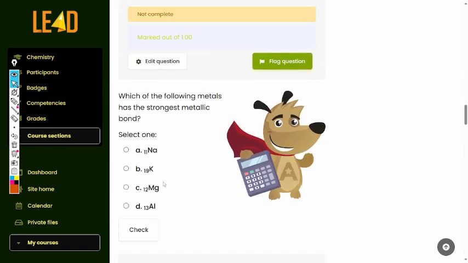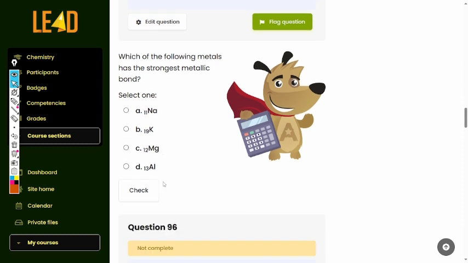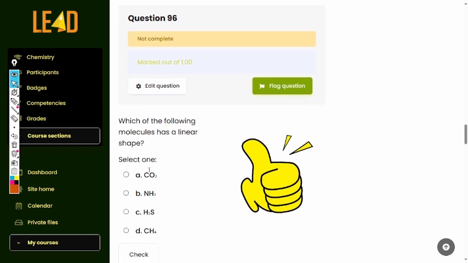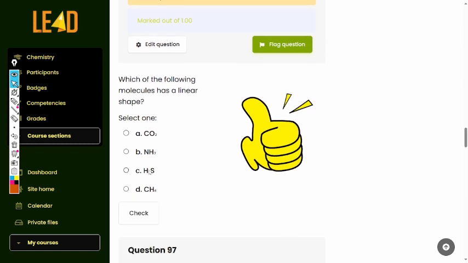(95) Which of the following metals has the strongest metallic bond? The strength of the metallic bond for metals is measured by how many valence electrons it has. So from group 1 to group 3 of the metals, group 3 will have a stronger metallic bond than group 1 because group 3 has 3 electrons outside. Group 1 has only 1 electron outside. As the valence electrons increase, so does the metallic bond. So the answer here will be aluminum, because aluminum is in group 3, magnesium is in group 2, potassium is in group 1, sodium is in group 1. So aluminum has a stronger metallic bond than the rest of them because it has more valence electrons.